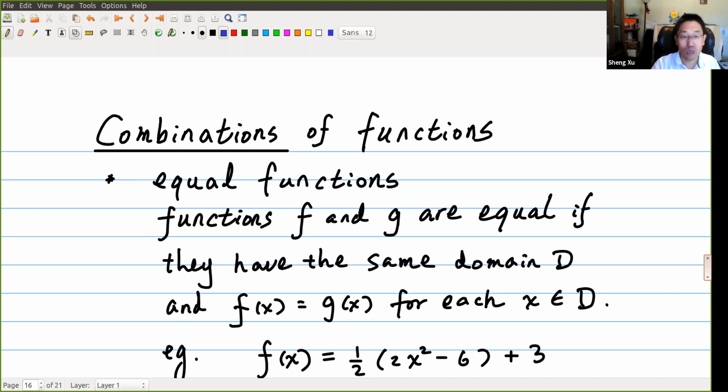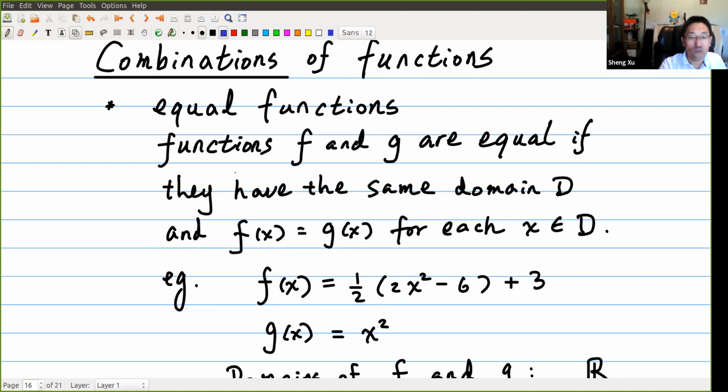Combination of functions. This is easy, right? Functions f and g are equal if they have the same domain, which means they take the same numbers, and produce the same outputs. So f(x) equals g(x) for each x in the domain, okay?